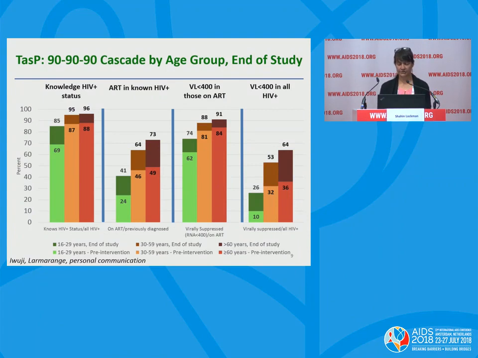This chart shows coverage by age group at the end of the TASP trial post-intervention. As can be seen, gains in coverage were made for each age subgroup and at each step of the cascade. However, a substantial gap in the proportion of people living with HIV with undetectable viral load remained at the end of the intervention, with only 26% of the youngest individuals compared with 64% of those aged 60 and older reaching this overall target.